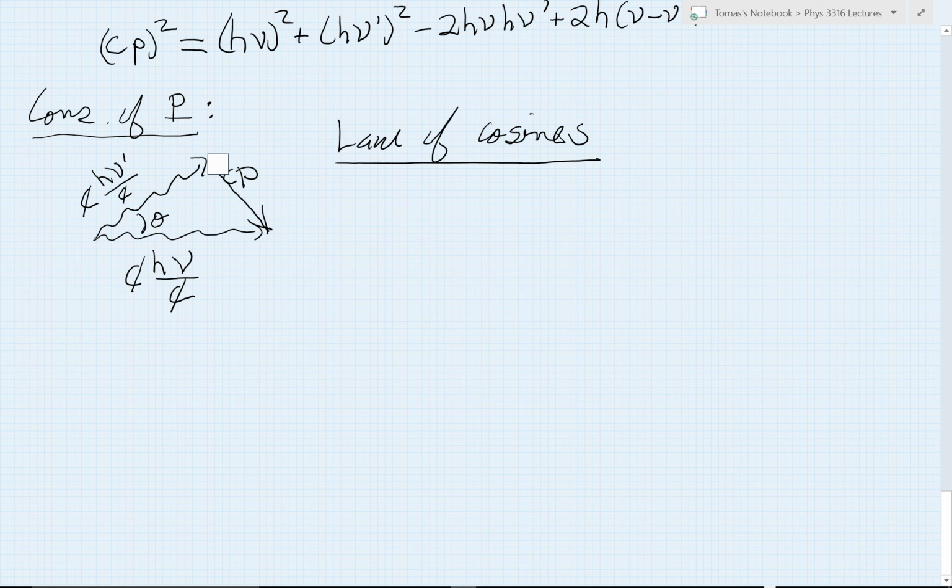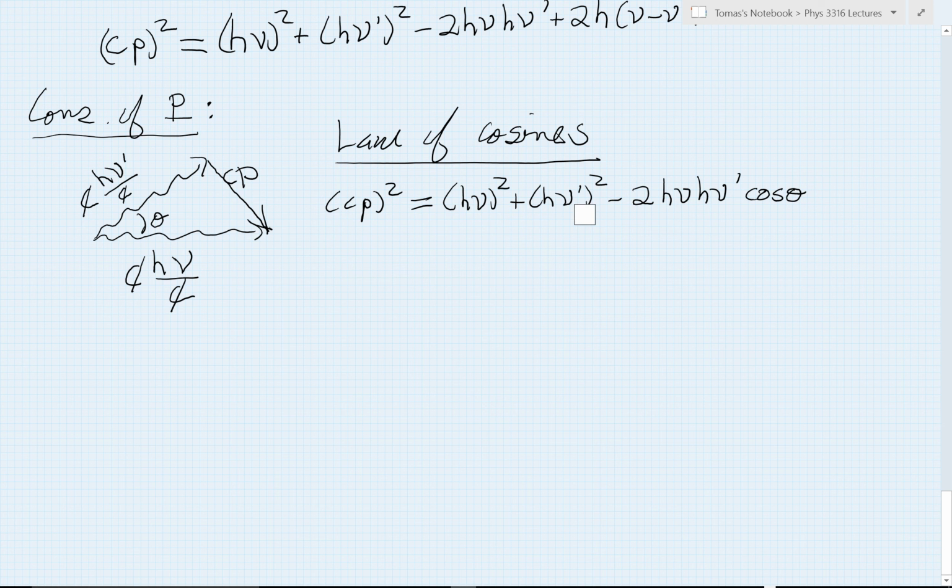And that says that this side, which is cp squared, kind of like a right triangle, will be the sum of the squares of these other sides. So we'll have an h nu squared and an h nu prime squared. And then, though, because this is not a right angle theta, it's minus twice the product of the lengths of those sides. One is h nu, one is h nu prime, times the cosine of the angle that is opposite to the side I'm solving for. So that's what the law of cosines tells me.